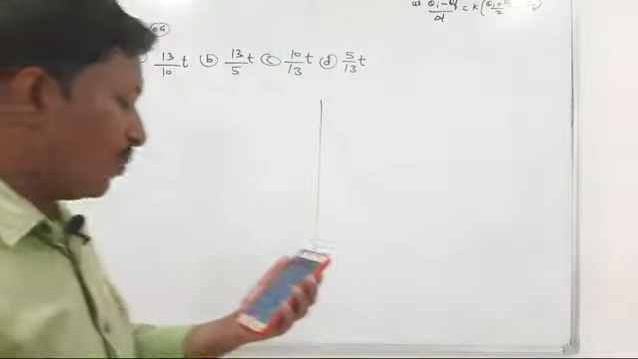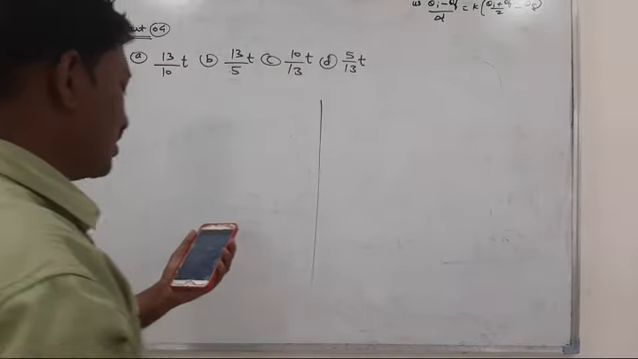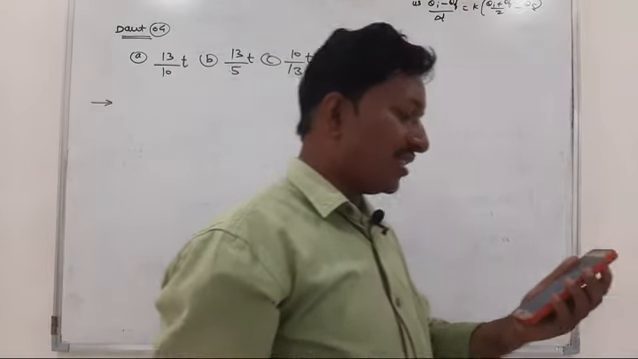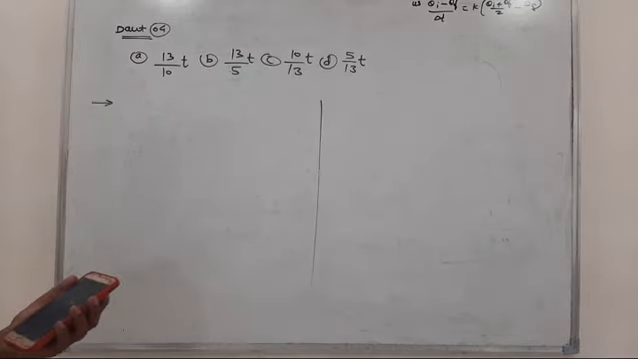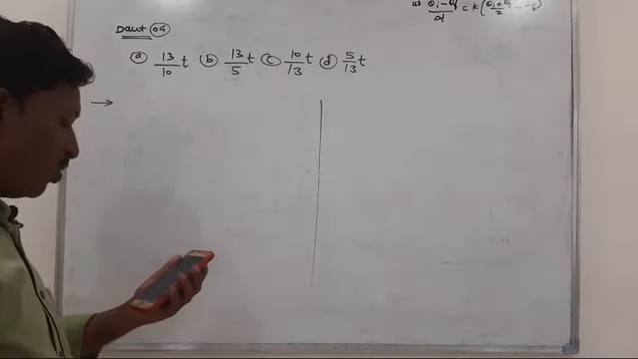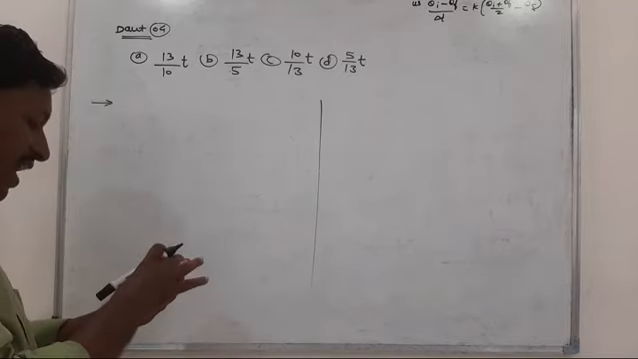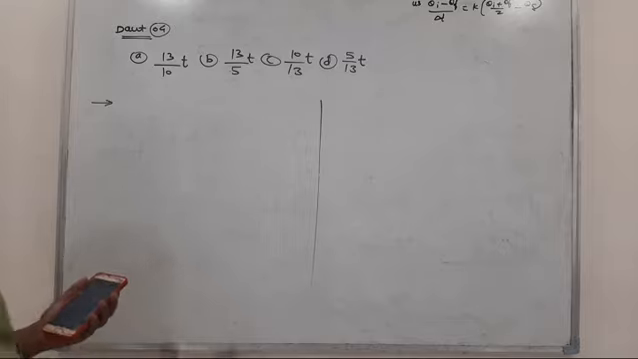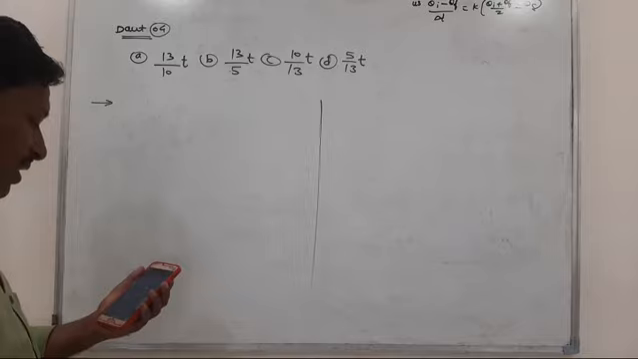A cup of coffee cools from 90 degrees Celsius to 80 degrees Celsius in T minutes when the room temperature is 20 degrees Celsius. The time taken by a similar cup of coffee to cool from 80 degrees Celsius to 60 degrees Celsius at the same room temperature of 20 degrees Celsius is. Options are given, student.